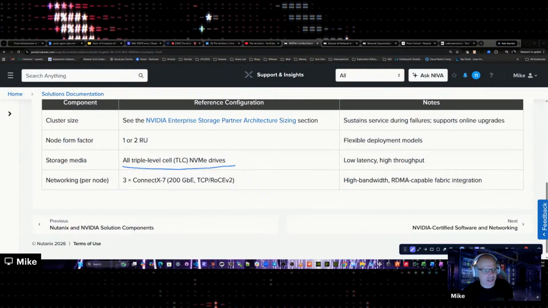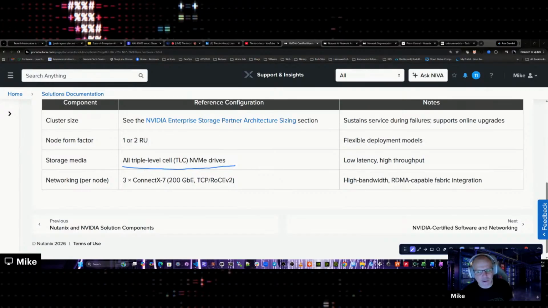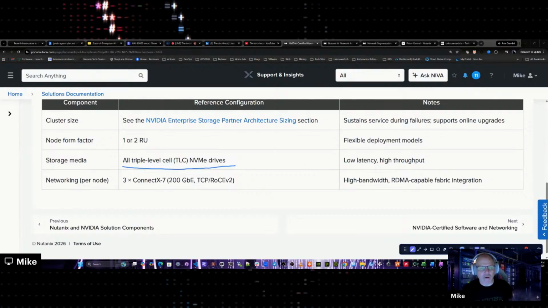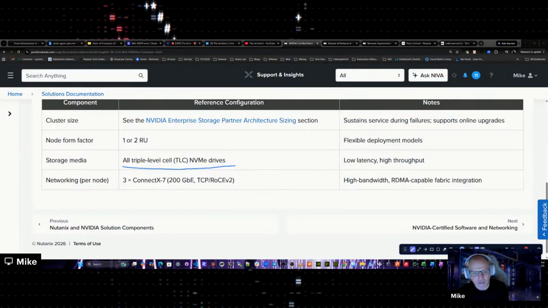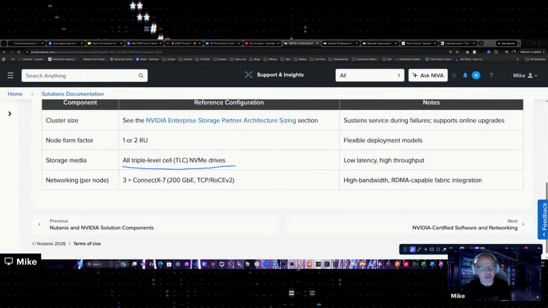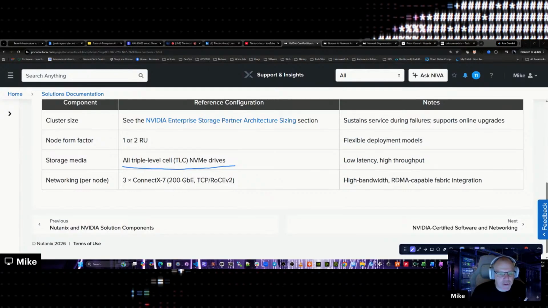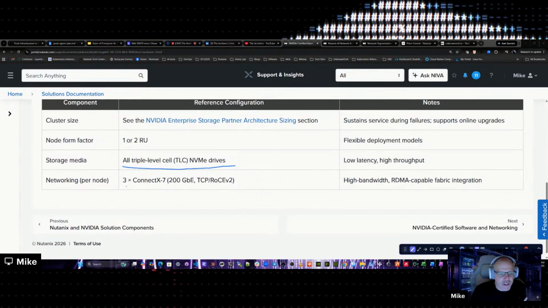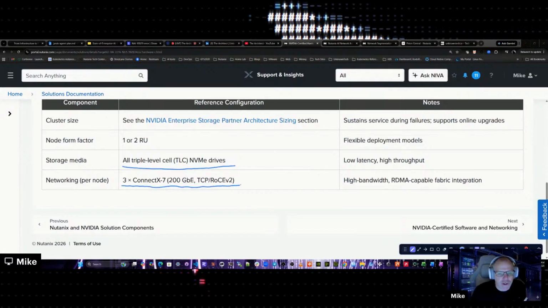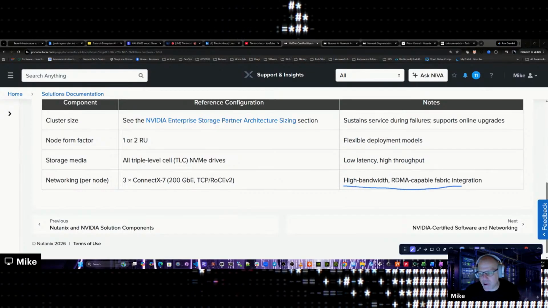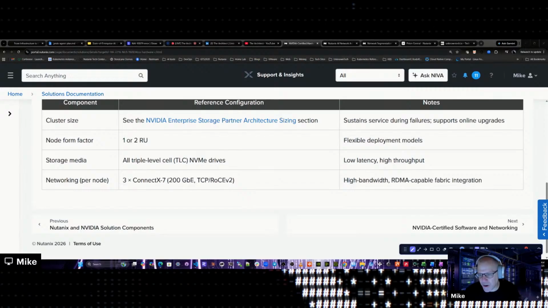So it's not just that they're low latency and high throughput, but also they are very high reliability. Mean time to failure, or failure based on how many terabytes written to it, is extremely important as well. And then networking per node: you could do three ConnectX-7, minimum 200 gig high bandwidth. This can change based on what we're trying to deliver as far as performance, but high bandwidth RDMA-capable fabric integration is a requirement.